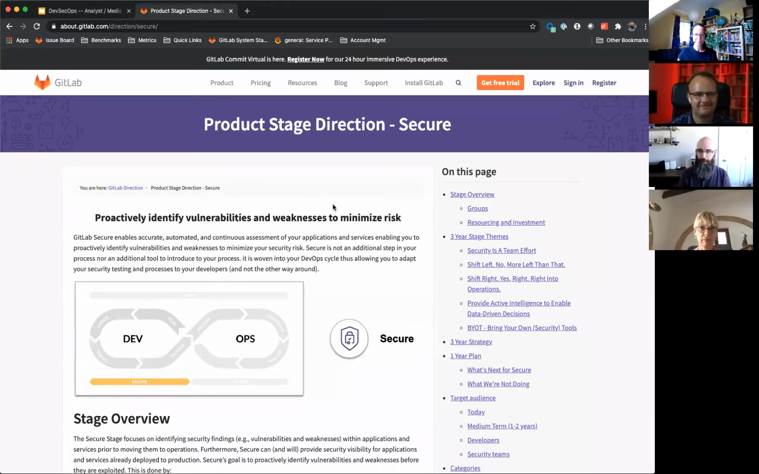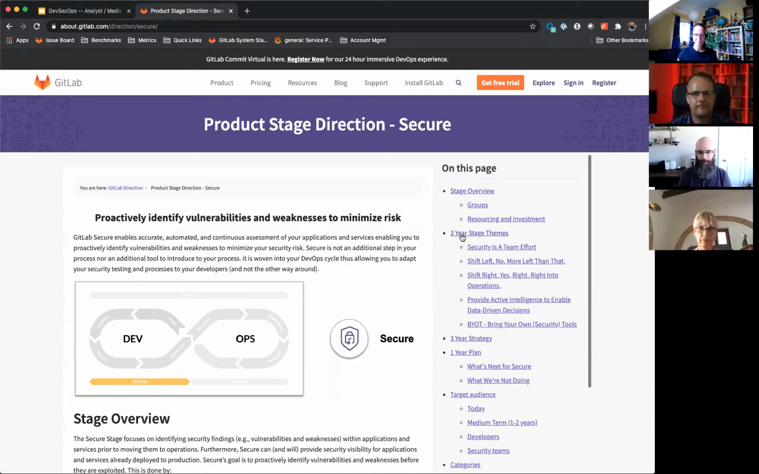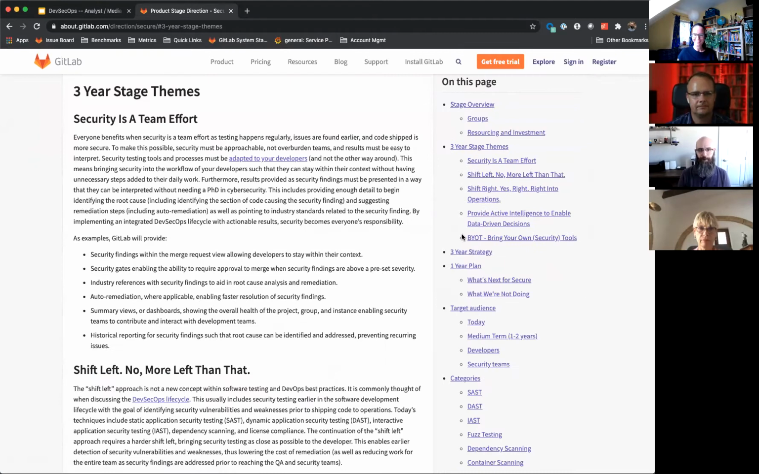Yeah, absolutely. And for everyone who's watching our conversation here, Carson's referring to this, which is our direction page. The one thing that makes GitLab very unique, and one of the reasons why I was excited to come to GitLab, is we're an open core company, which means our strategy, our direction, details of our roadmap, that's all public. And that includes what Carson's referencing here, which is our 3-year themes. What are we trying to drive towards?